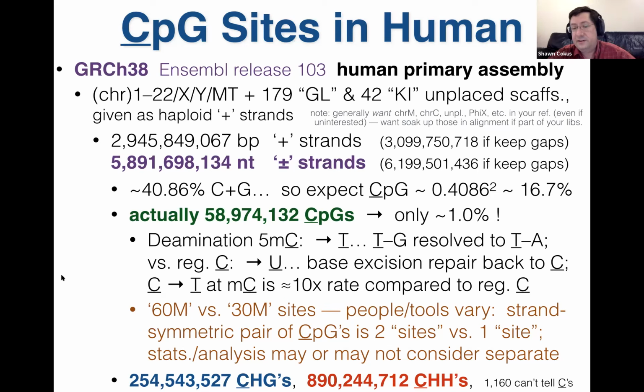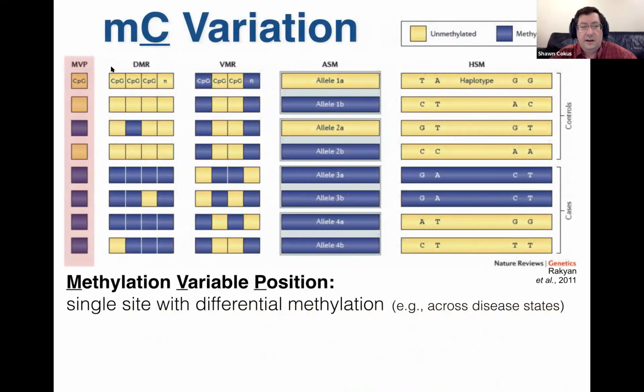There are way more CHGs and CHHs. 254 million CHGs, 890 million CHHs, right, compared to the 60 million CGs. Okay. Now, when we compare tissues or compare disease conditions or whatnot, we're interested in variation of the methylation. And so there are different things we might identify in doing that. So at the most basic would be a methylation variable position. That is a single site whose methylation varies across whatever you're studying. So that's an MVP.